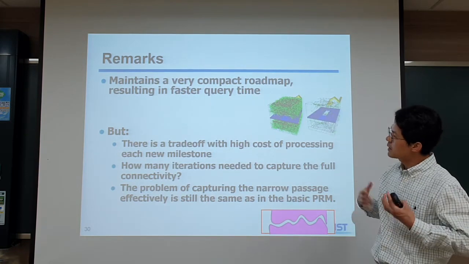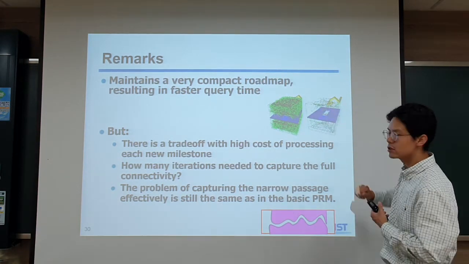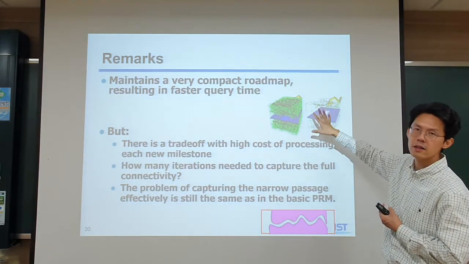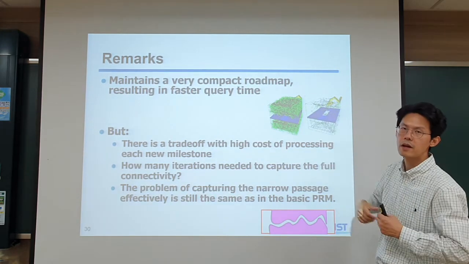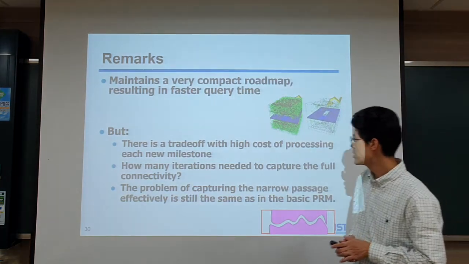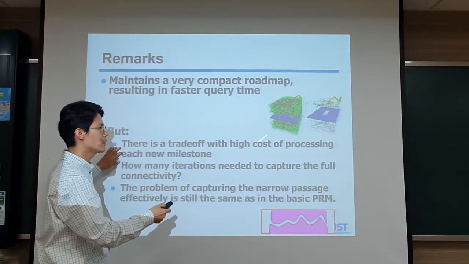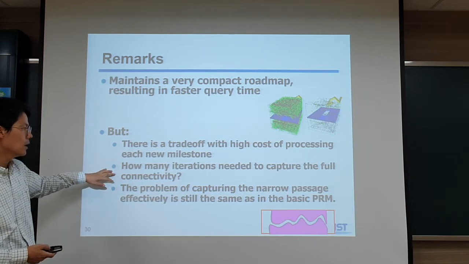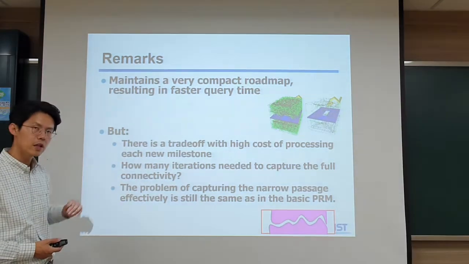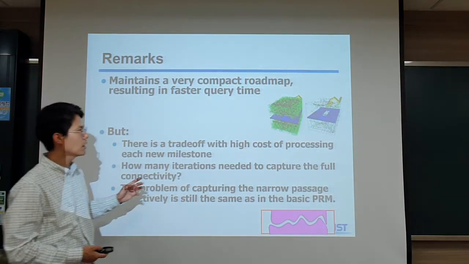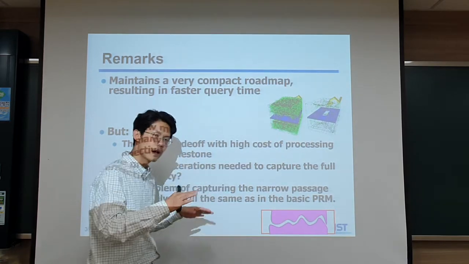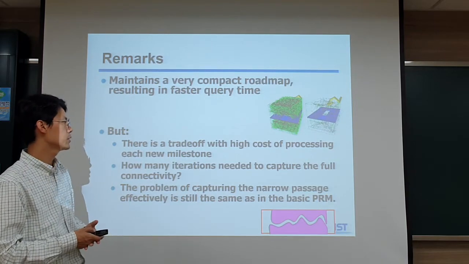Obviously, it might take a lot of time to compute this roadmap, but once you compute it, then you have a very compact roadmap at query time. Basically, you can compute the path in a very fast way. That's the main benefit of using this technique. As you can see, there's a trade-off between the high cost of computing the roadmap, and how many iterations we need to capture full connectivity. It depends on your underlying geometry, right? If there are a lot of triangles, a lot of points, a lot of information in the environment, you might need a lot of iterations, a lot of time to compute that graph, right?